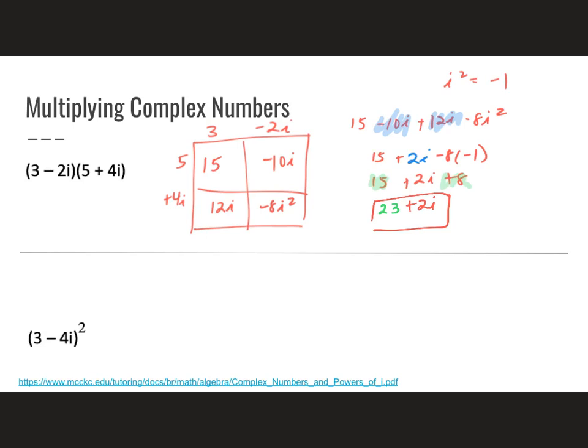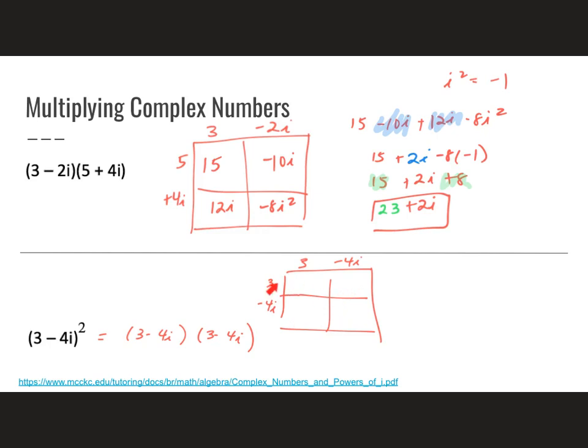Let's try out another example. I have 3 minus 4i quantity squared. So this is really the same as 3 minus 4i times 3 minus 4i. Once again, because I'm multiplying expressions together, I'm going to use my box method in order to help me multiply this out. So I'm going to draw a box, and I have 3 minus 4i, 3 minus 4i. And once again, I'm just going to multiply the sides of the boxes together in order to figure out what should go in each of these smaller boxes.